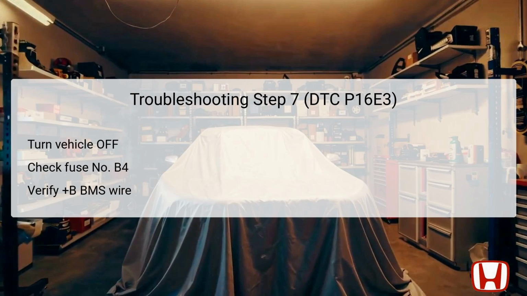Begin by turning the vehicle to the off mode and examine fuse number B4, which is a 7.5 amp fuse located in the auxiliary underhood fuse relay box. If the fuse is intact, the next step is to evaluate the +B BMS wire, which connects the battery sensor to the fuse. If the fuse is blown, it indicates a short in the +B BMS wire, which requires addressing alongside replacing the blown fuse. It's crucial to trace back the circuit to fix any fault that may have occurred to restore full functionality.